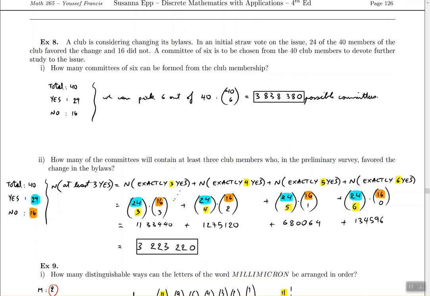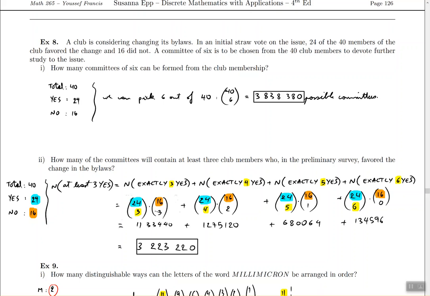Okay. Now, how many committees can there be where 3 of the people on the committee said yes? Well, what I have to do is basically select 3 out of the 24 that said yes, and then fill the last 3 positions with the people that said no. That's the reason why I'm writing the way I'm writing it.